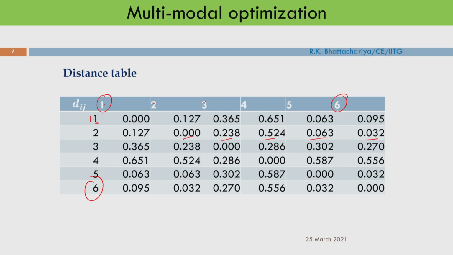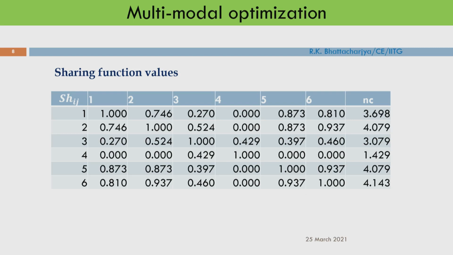So, you can say that the distance between 1 and 1 is 0, 1 and 2 is 0.127, 1 and 3 is 0.365, between 1 and 4 is 0.651, between 1 and 5 is 0.063 and between 1 and 6 is 0.095. So, you can see the diagonal values are 0, because distance between 2 and 2 is 0, between 3 and 3 is 0, 4 and 4 is 0, 5 and 5 is 0 and 6 and 6 are 0. Okay. So, I am getting this distance. I can calculate this distance easily. I think this is not that difficult.